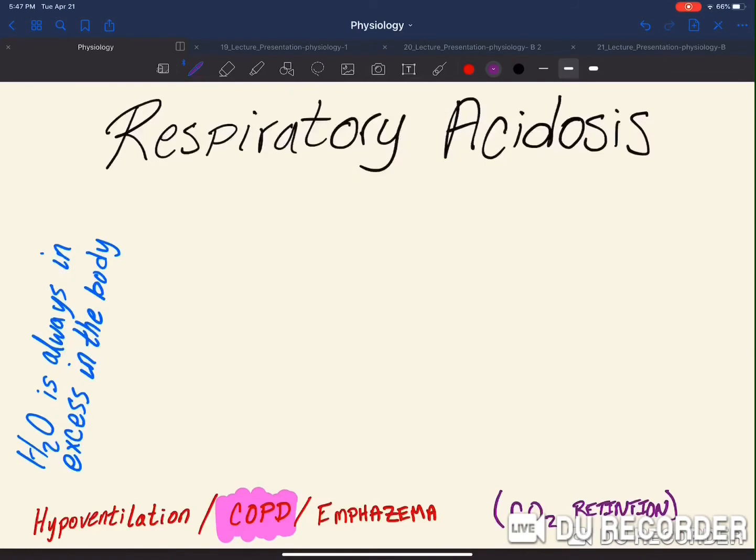All right, so now we have respiratory acidosis. Patients that you're going to see this in are going to be primarily your COPD patients. Could also be emphysema, and then hypoventilation can also cause respiratory acidosis. The big thing here is that there is CO2 retention, right? So that first part of our equation was H2O plus CO2. And then we just said that this patient has CO2 retention. So that is going to indicate that our CO2 levels are rising.